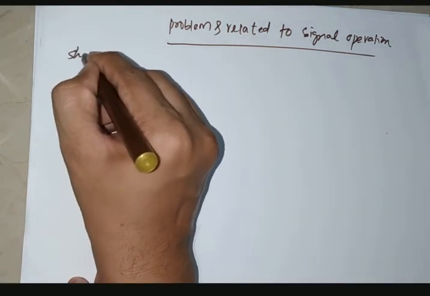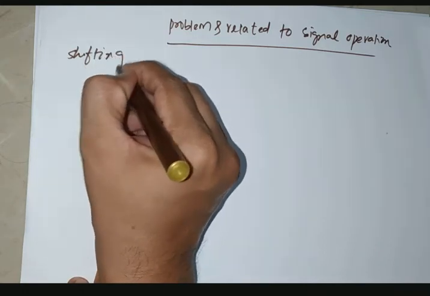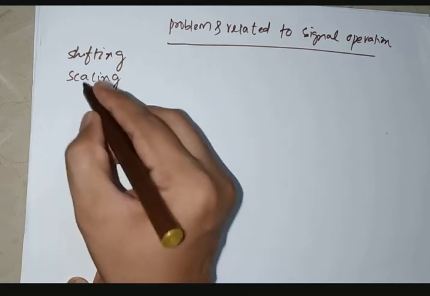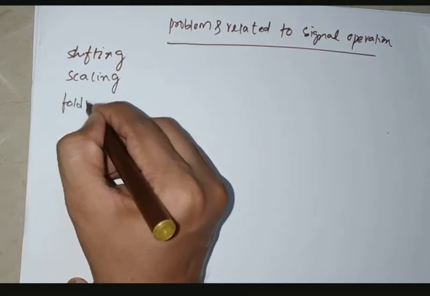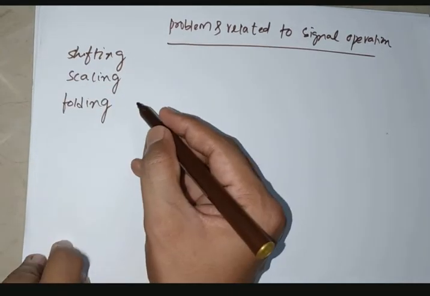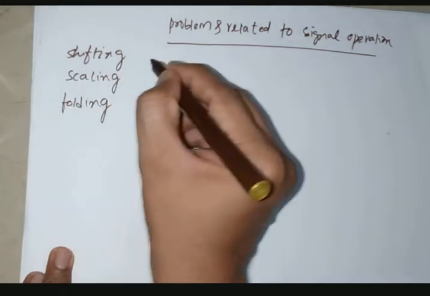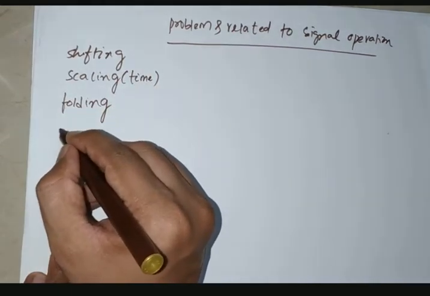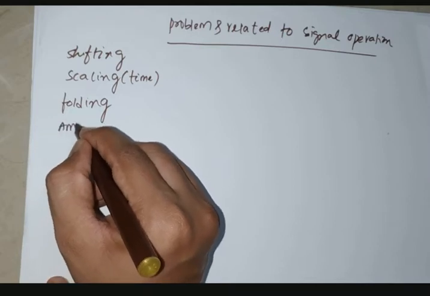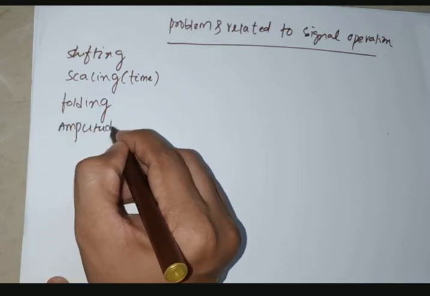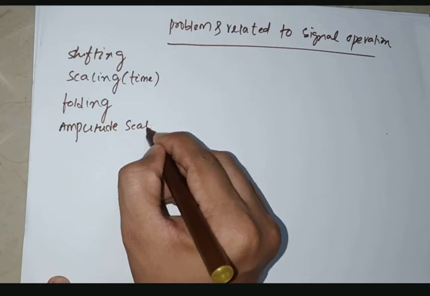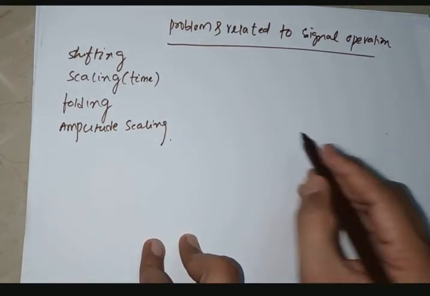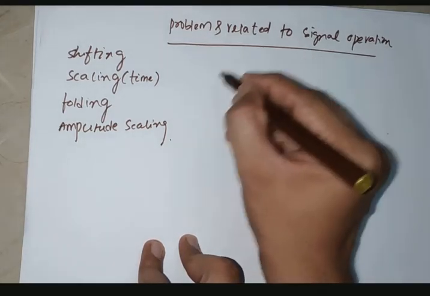Simple: shifting, scaling, folding, and this is a time scaling, and finally amplitude scaling. Okay, now I am taking some random problem.